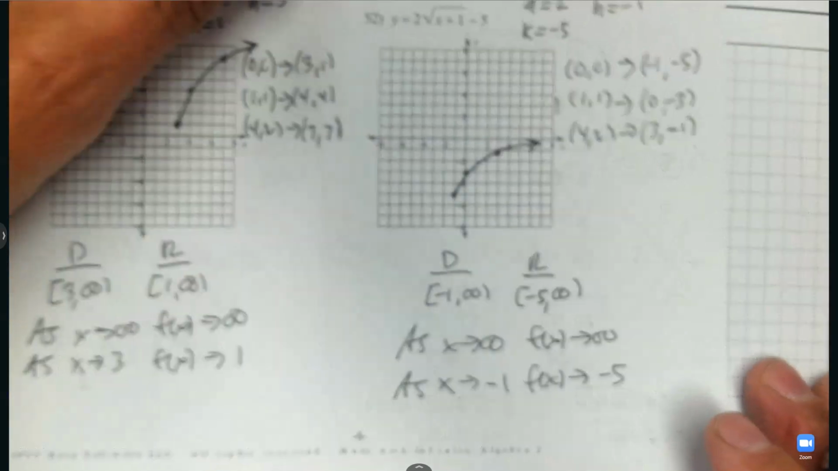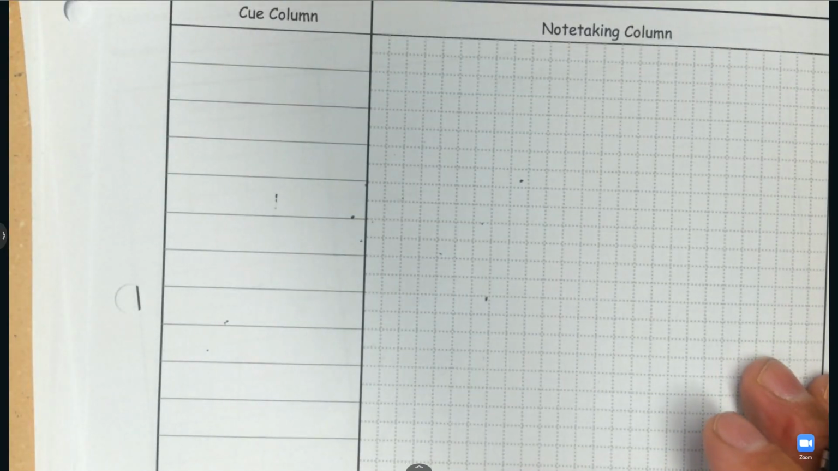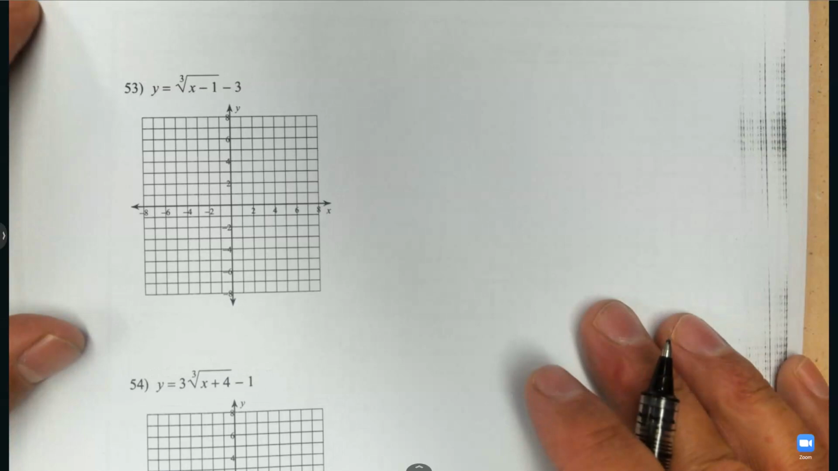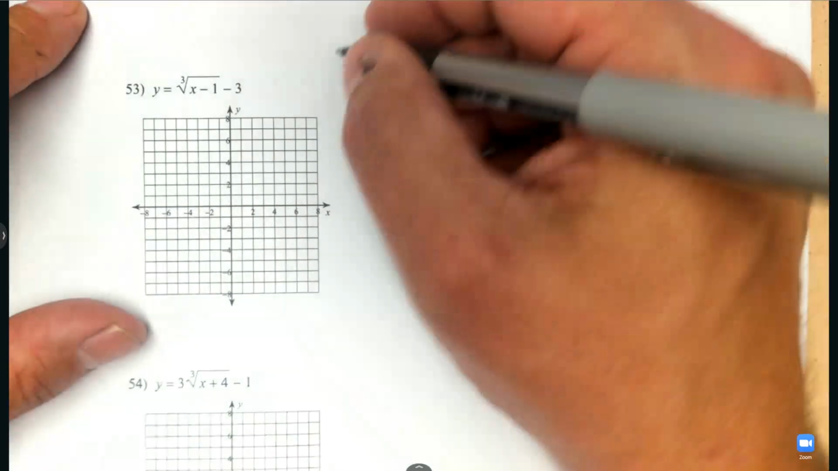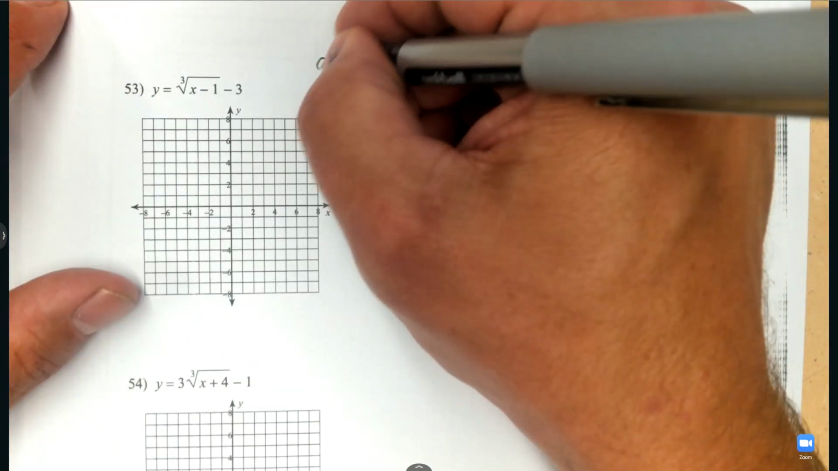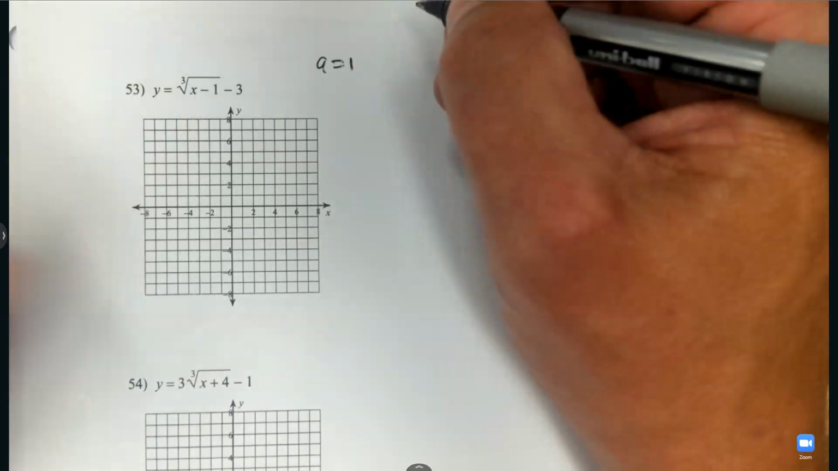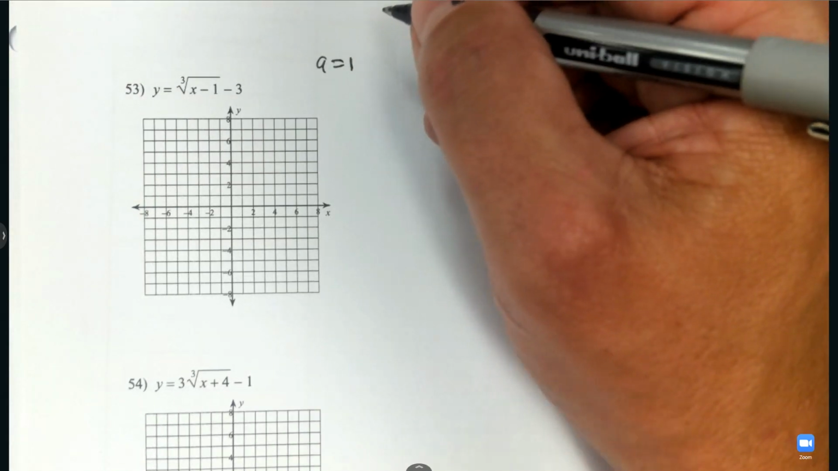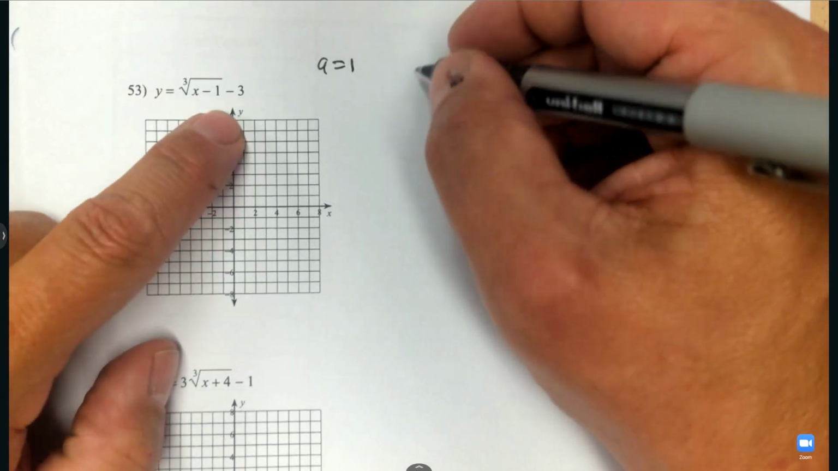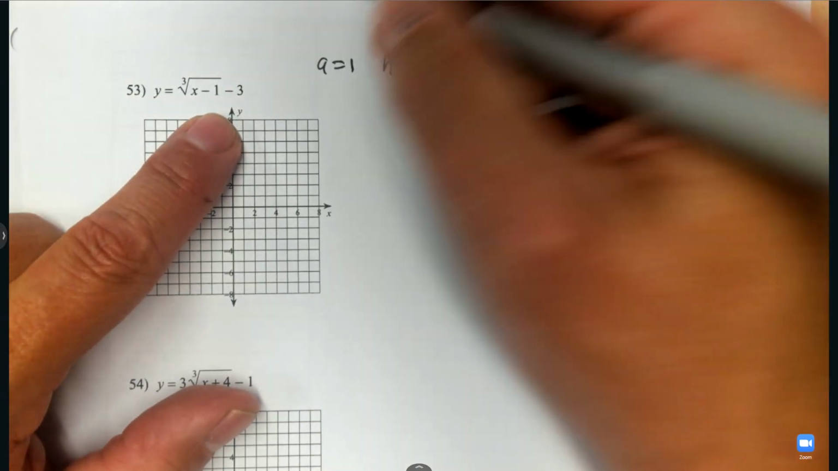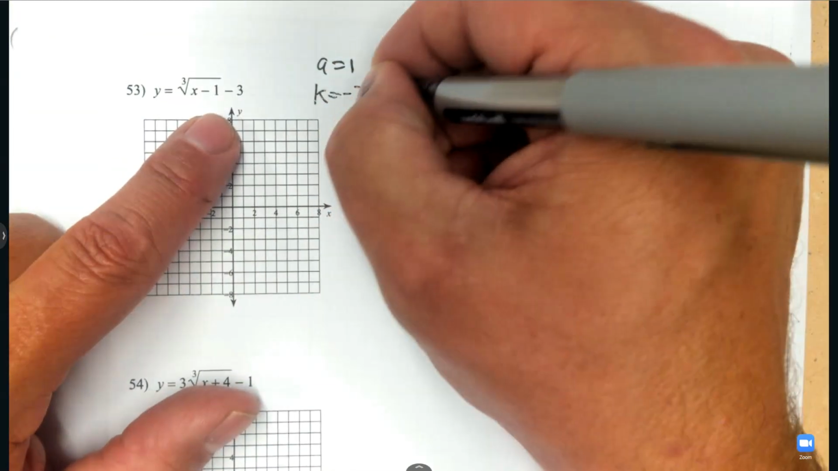All right, here's the end of your review packet. Can you graph a cube root? So it starts the same way. A, if you don't see a number in front, it's 1. The 3 is the index, so it's not a transformation. H, the opposite number, which is 1, and then K is -3.